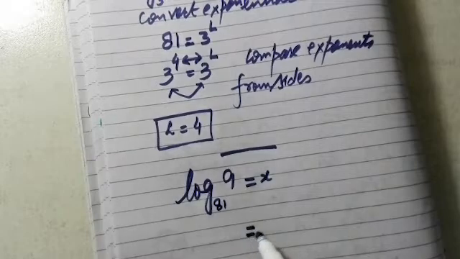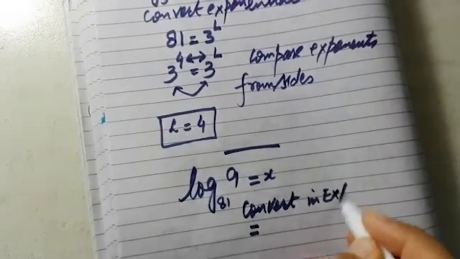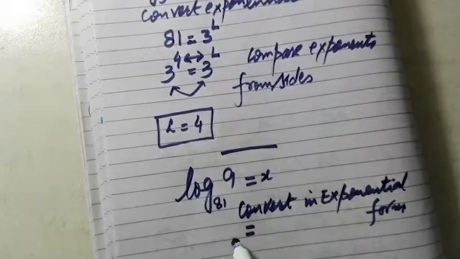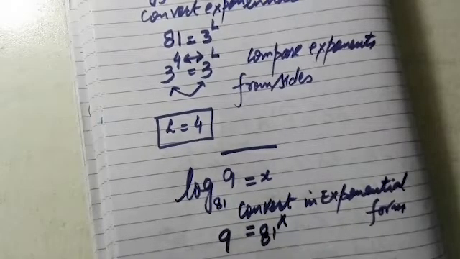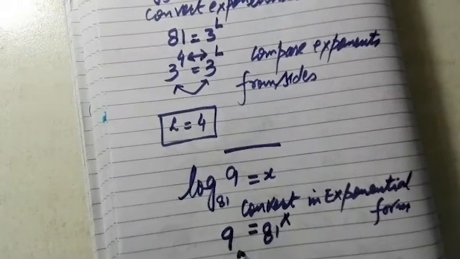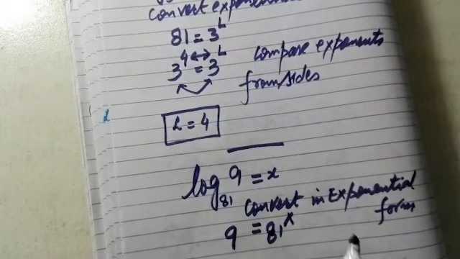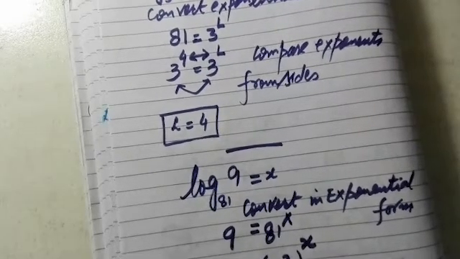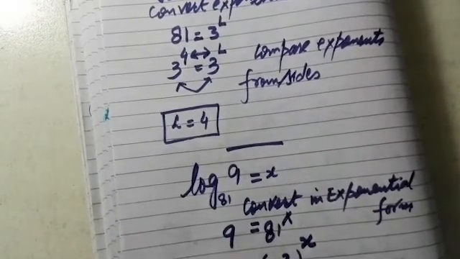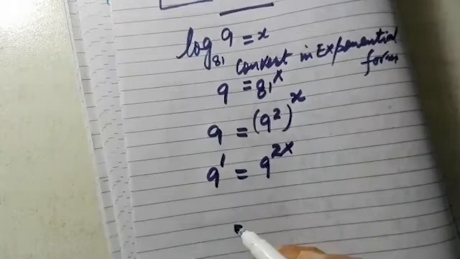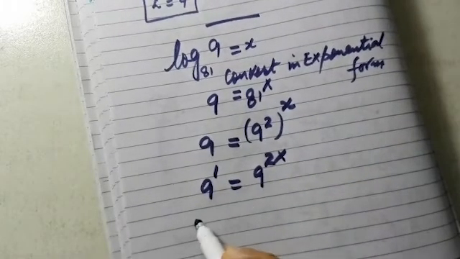In some, the unknown will be the log of other terms. So I will write another example: log 9 base 81 equals x. If I convert it into exponential form, you would write 9 equals 81 raised to power x. As I told you earlier, we have to keep the bases the same. So 9 will be as it is, but 81 will be written as 9 squared, and x stays as in the previous step. So it becomes 9 raised to power 2x equals 9 raised to power 1.